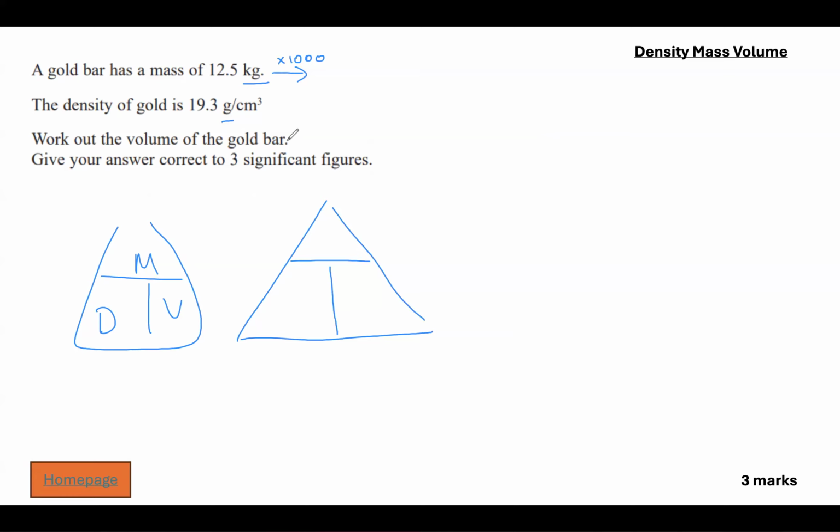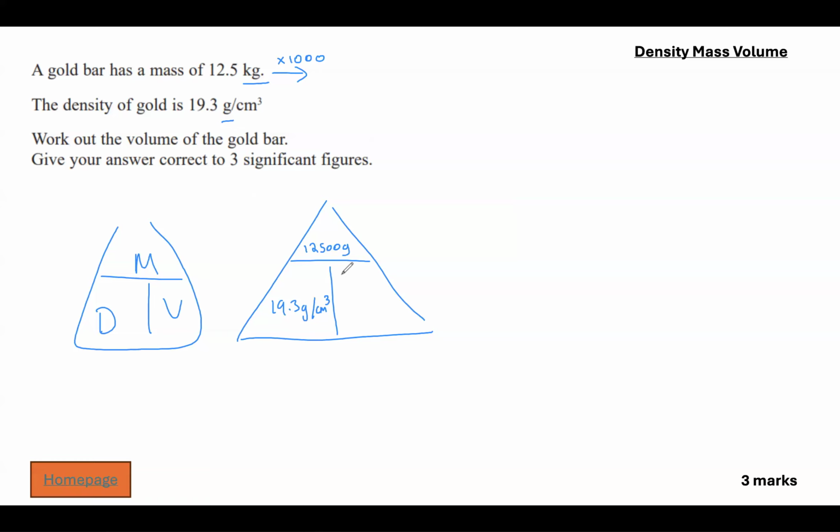So 2.5 times 1,000 is going to be 2,500 grams. So the mass is going to be 2,500 grams. And the density is going to be 19.3 grams per cubic centimeters. And what is that going to leave us with?